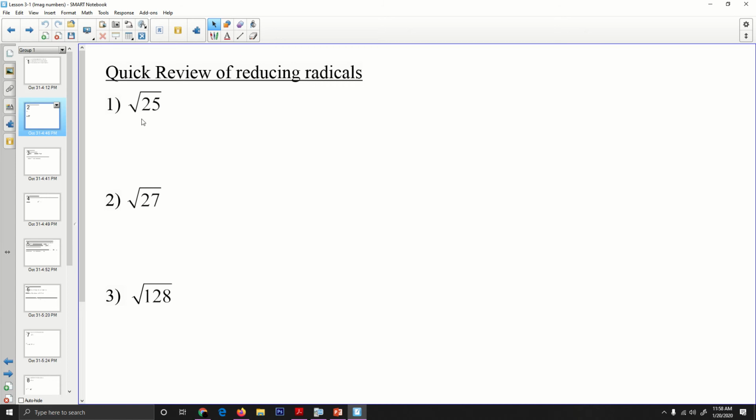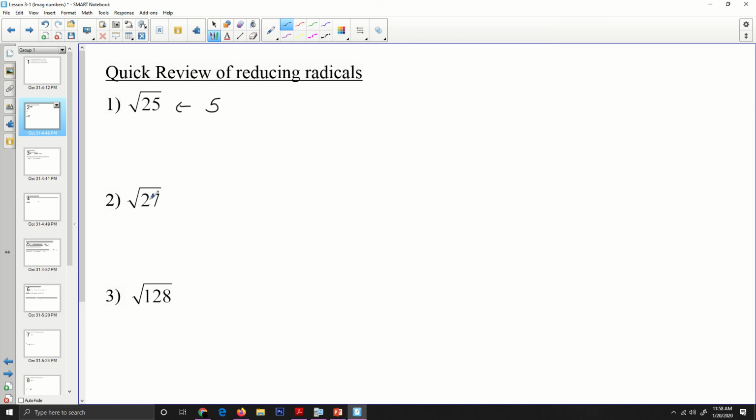If I wanted to reduce the radical square root of 25, 25 is a perfect square. And since 25 is a perfect square, the square root of 25 is 5.